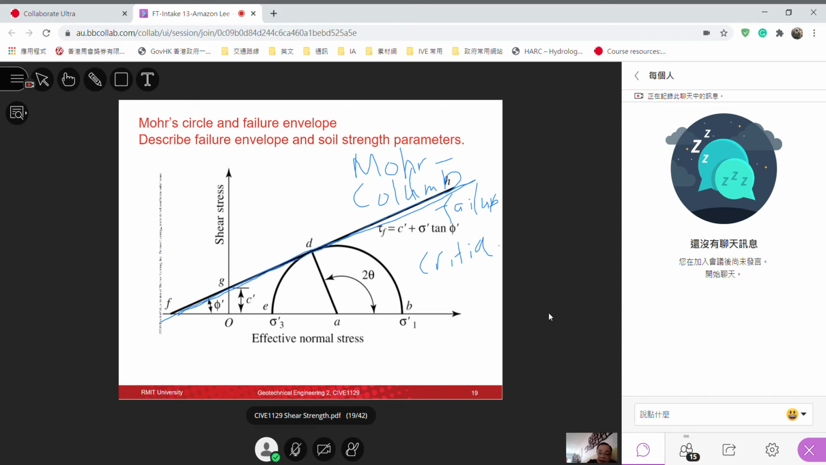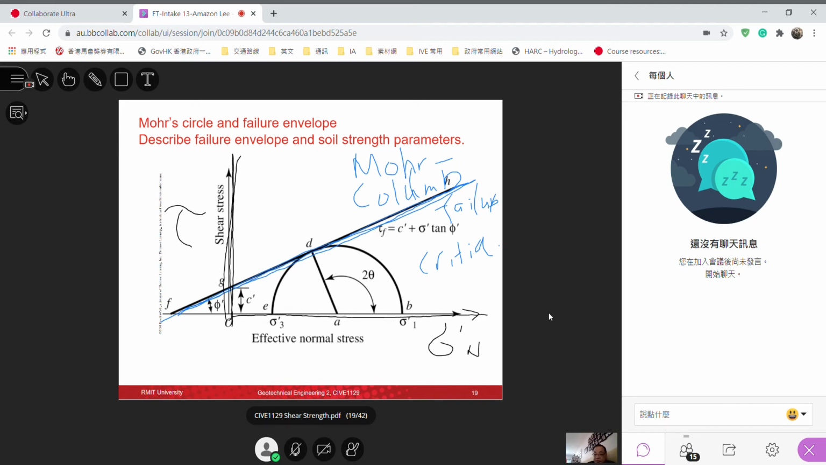Okay, it's a straight line. Plotting across the space on the y-axis. This is the y-axis. It's the shear stress along the potential slip plane. This is the effective normal stress perpendicular to the potential slip plane.